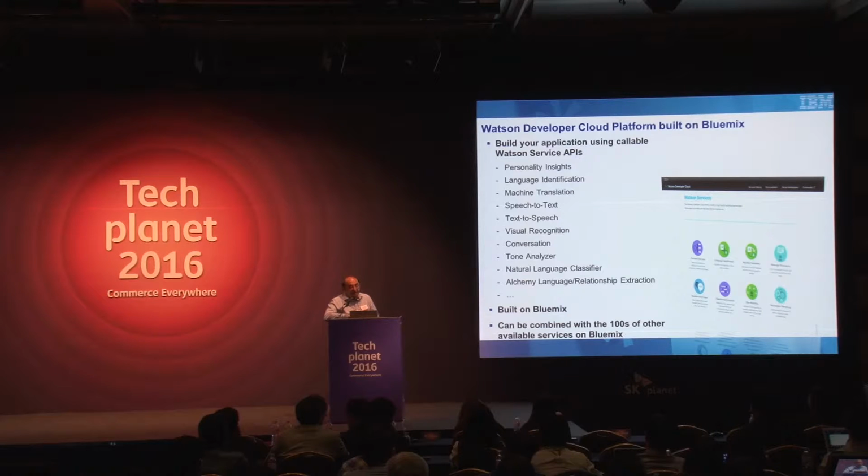We also have language identification, machine translation, speech to text, text to speech, which I showed you earlier, visual recognition. If you have an image, you can get tags of the image. And I'm going to talk a little bit about conversation later in this talk.